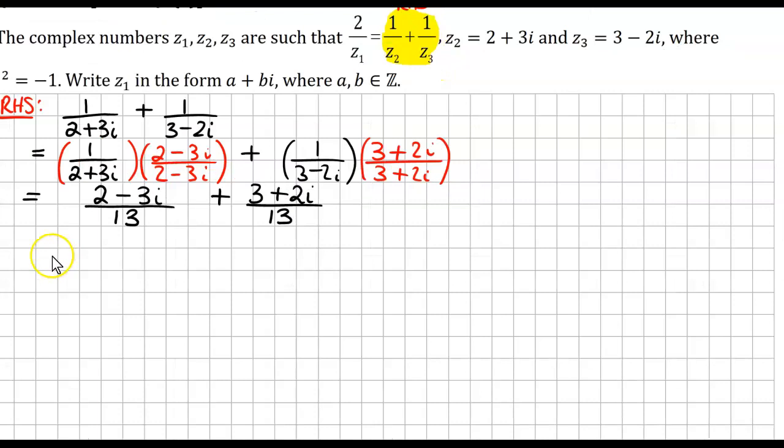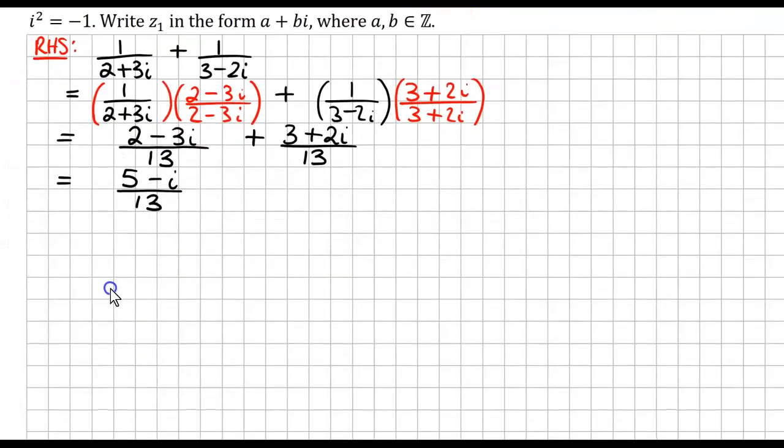So ultimately we have both of these with a common denominator of 13, so I can add the two tops together. I can only add the two tops together purely because the two bottoms are exactly the same. When I do that I get 2 and 3 is 5, and minus 3i plus 2i is minus i, and they're both over 13.